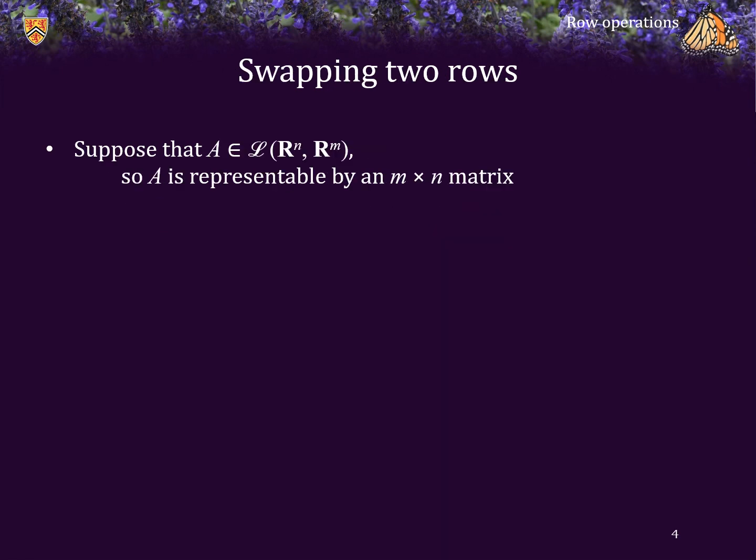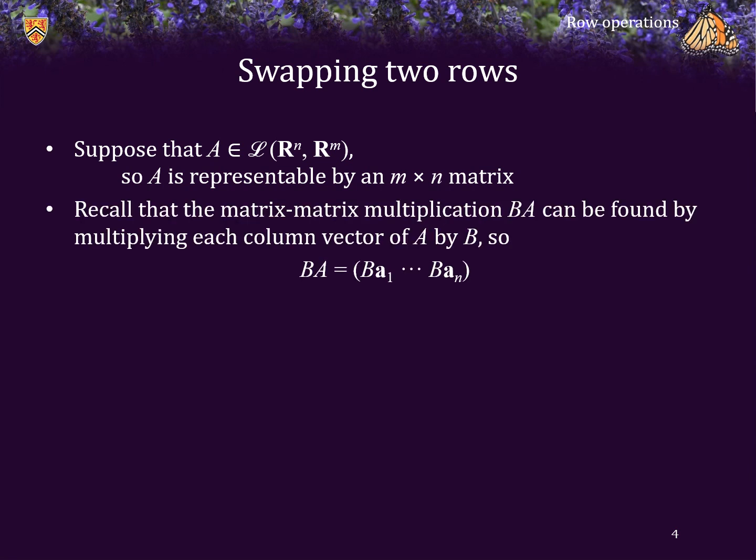Now, suppose that we have a linear map A mapping Rn to Rm. So A is representable by an M by N matrix. Suppose we'd like to swap two rows of this matrix. Now recall that matrix-matrix multiplication can be found by multiplying each column vector of A by the matrix B. So if A has the column vectors A1 through AN, then B times A is B times each of these column vectors.